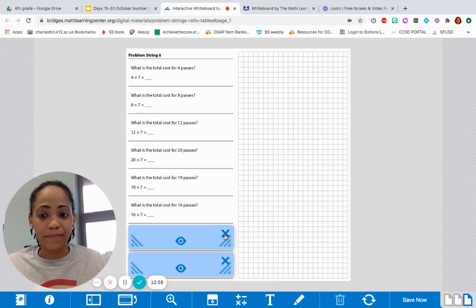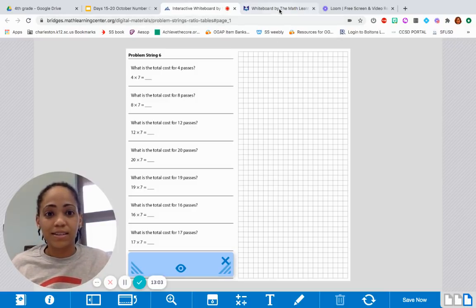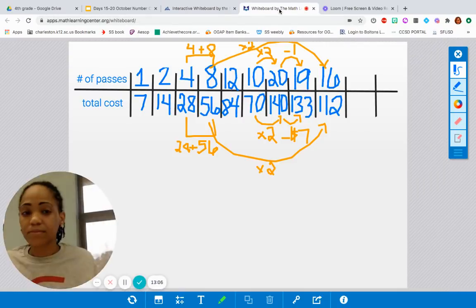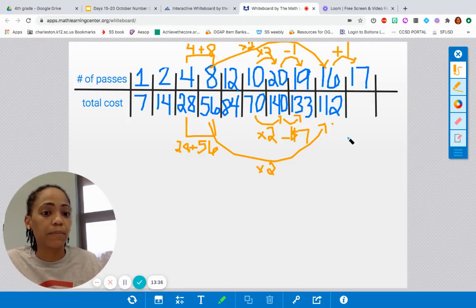Yes. Let's see. Ooh, now we have 17 passes. That should be easy, right? Go ahead and work it out. Fill it in. All right, if you hadn't paused the video, go ahead and do that now. All right, so how do I get from 16 passes to 17 passes? Essentially, I'm just doing what? Adding a pass, right?